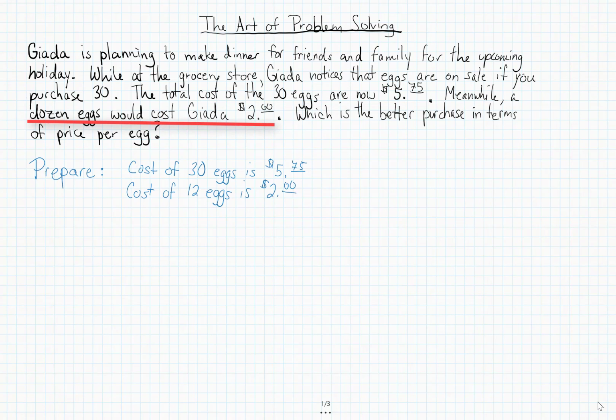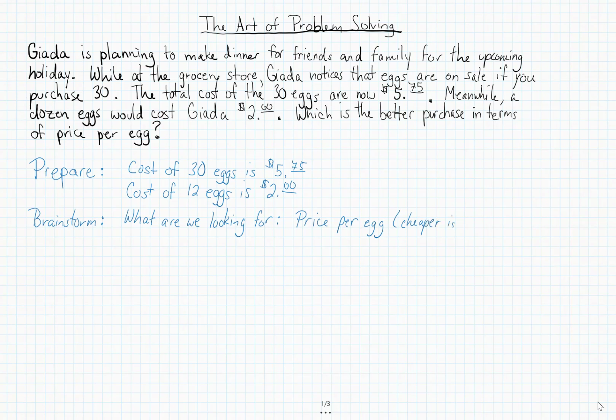Now, where do we go from here? Well, we want to brainstorm, and the first thing, if we didn't put it in the preparation, is what are we looking for? We're looking for the price per egg, and the cheaper that price, the better. The next question, which is always the hardest part for most people, is how can we relate our givens and what we're trying to find? What's the process of getting there? Well, this one's not too bad because it's basically a one-step problem, and we'll build to some more steps later on down the road.